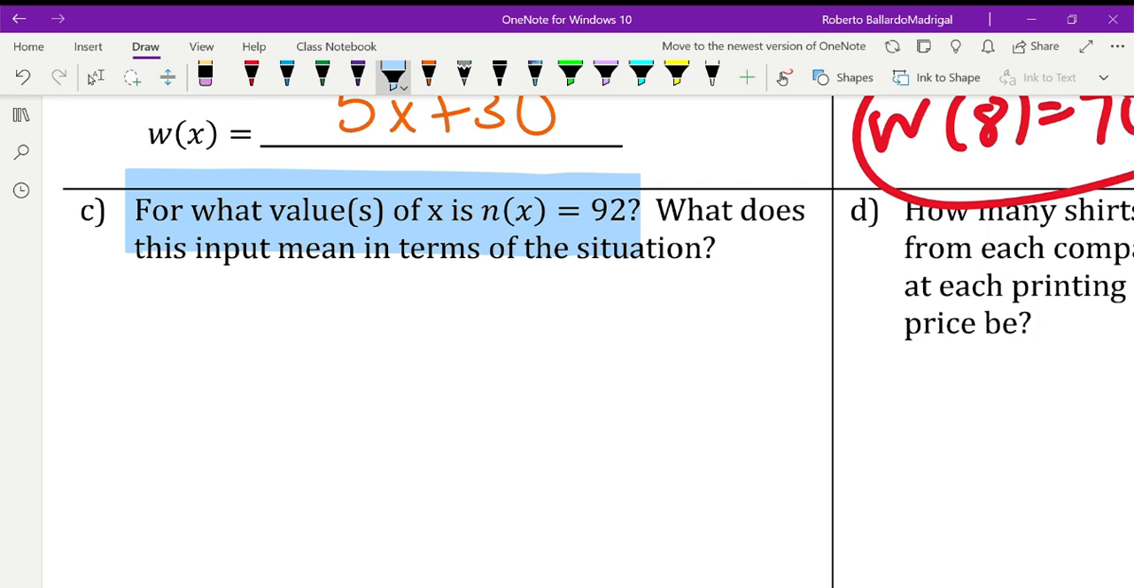You're saying you add it to the equation. What are you saying? Excellent. We're going to set it equal to the equation. So the equation for n of x was 7x plus 15. Well, we're going to set this equal to 92.